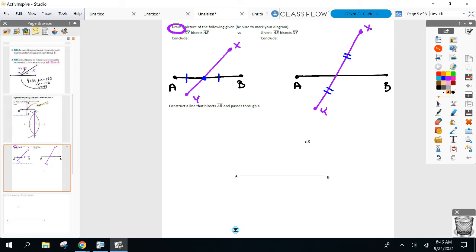Wait, wouldn't the variables be opposite in the second one? If AB is bisecting XY, or can it be either way? Could be either way. Okay. Doesn't matter how it looks, as long as AB is going through the midpoint of XY. That's all I care about. Okay.